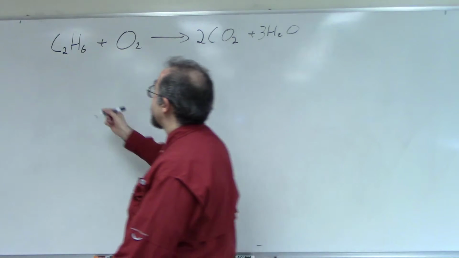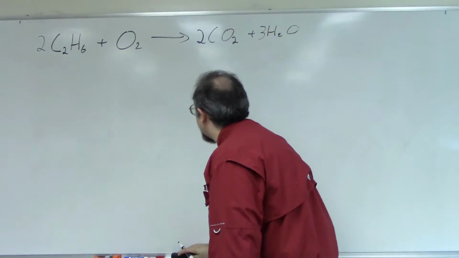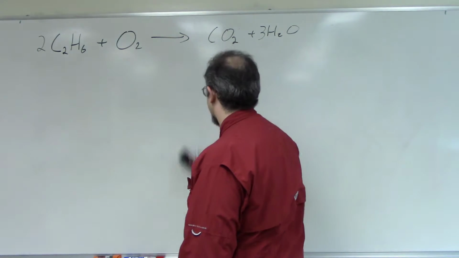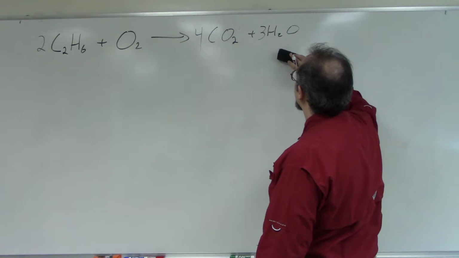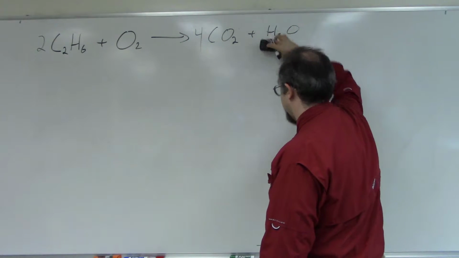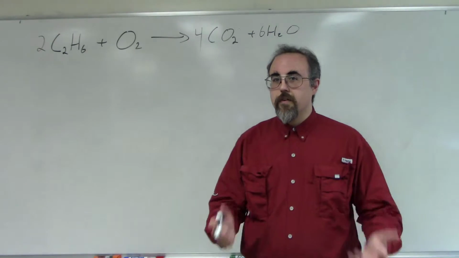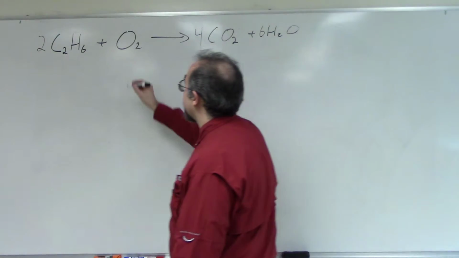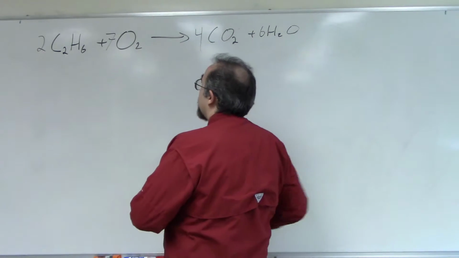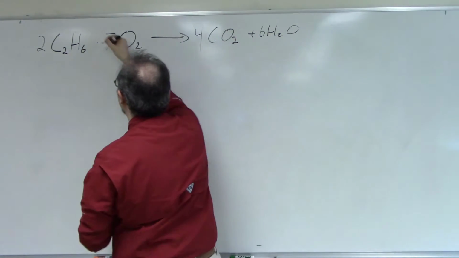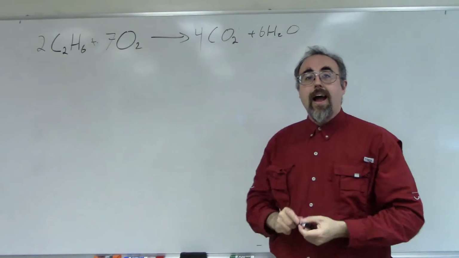Okay, 1 times 2 is 2. 2 times 2 is 4. 3 times 2 is 6. And 3.5 times 2 is 7. And move that plus sign just to make it look slightly less ugly. Yay. Now I am balanced.